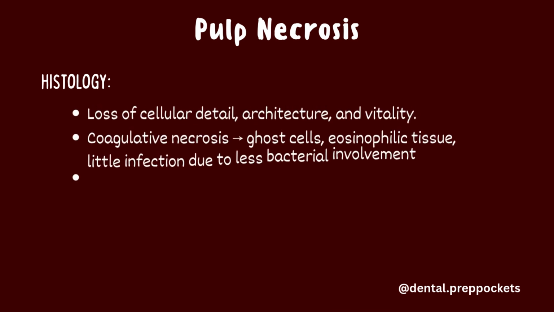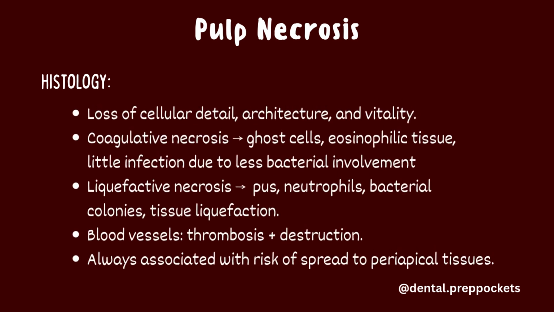Histologically, there will be loss of cellular detail, architecture, and vitality of pulp. In coagulative necrosis, there will be ghost cells, eosinophilic tissue, and a little infection due to less bacterial involvement. The cells appear ghost-like because the outlines remain, but nuclei are lost. In liquefactive necrosis, there will be pus, neutrophils, bacterial colonies, and tissue liquefaction. The pulp tissue will be destroyed, replaced by amorphous debris and inflammatory infiltrate, with complete loss of odontoblastic layer.